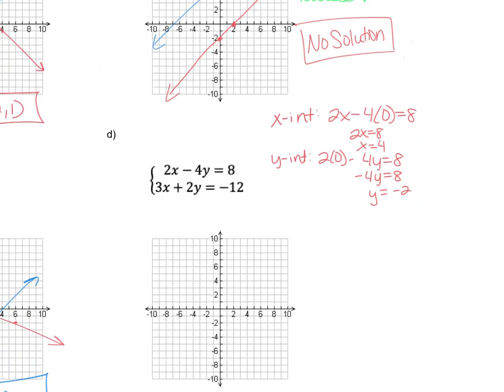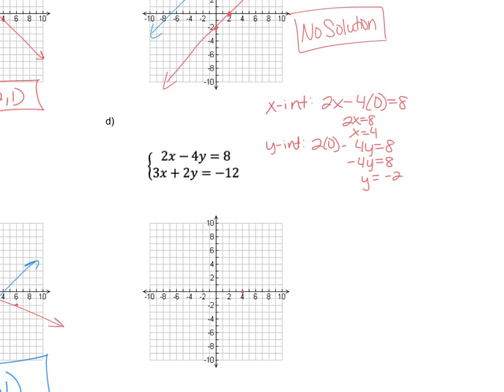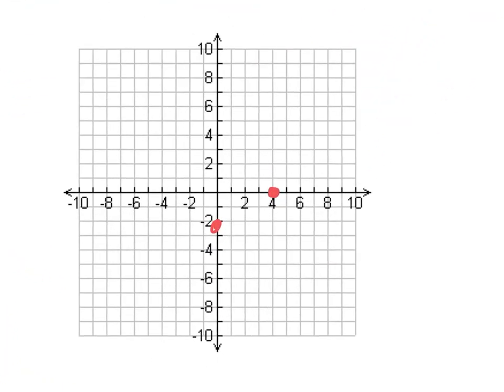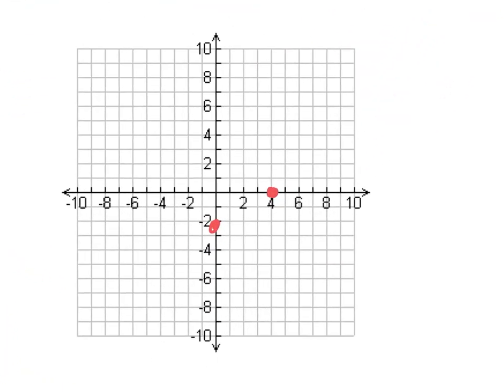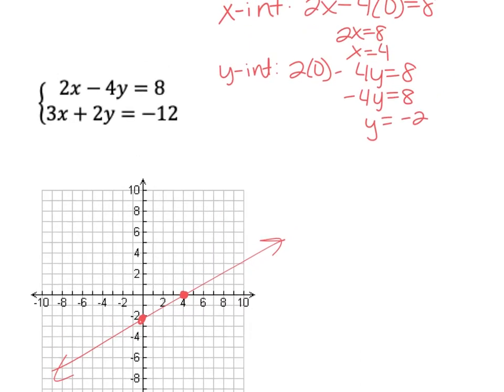All right, so I'm going to go ahead and plot that. So 4 on my x-axis, negative 2 on my y. Try to make them look nice. That did not look nice. Try it again. Okay, so now let's do the other line.